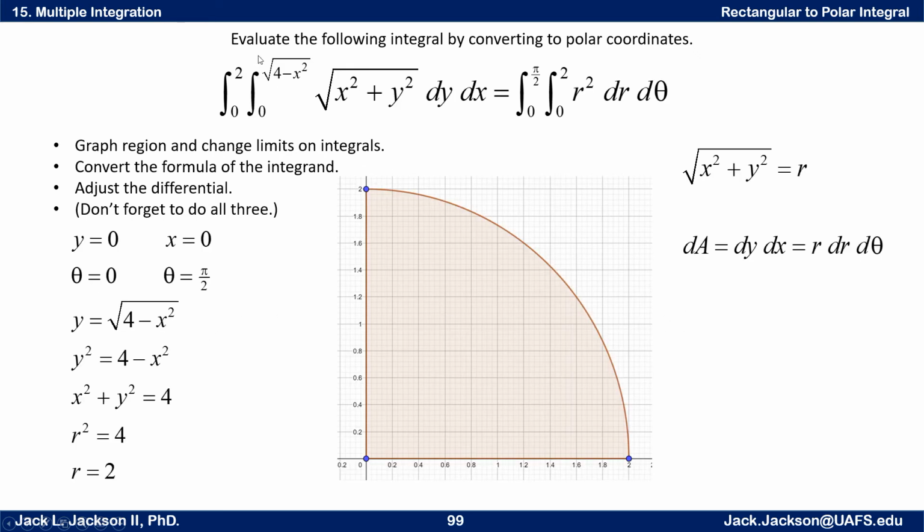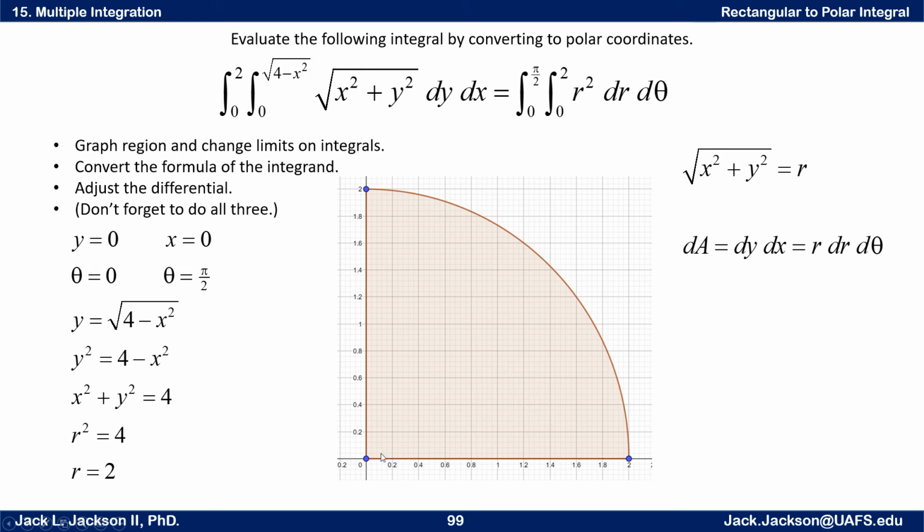Well, when we describe this region here, it's actually not too hard to see. When we have y equals the square root of 4 minus x squared, square both sides, we have y squared equals 4 minus x squared. Add x squared to both sides, we get x squared plus y squared equals 4. At that point, you should recognize that that's r squared equals 4, or just r equals 2, a circle of radius 2. Actually, it's only going to be a quarter of that circle, as it turns out, but that boundary curve is that circle, or part of it.